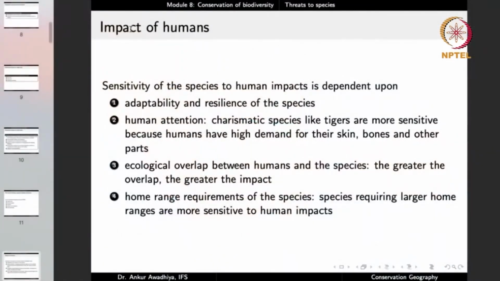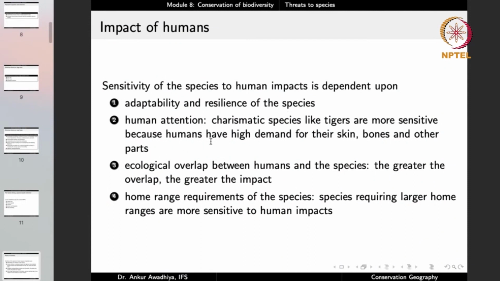And it is also aided by the fact that the leopard is able to climb trees. So there will be a leopard sitting on a tree and you will be unable to spot it. And so it is difficult to exterminate this species. But in the case of tigers, because they cannot climb trees, they will be found on the land and you can very easily wipe them out. So the impact of humans will depend on the adaptability and resilience of the species.